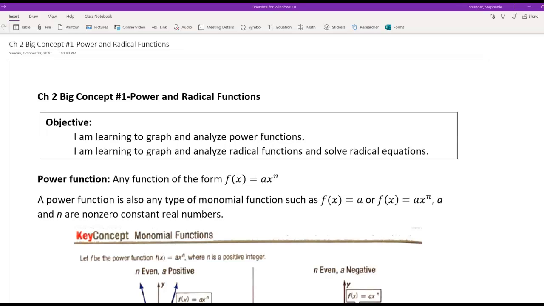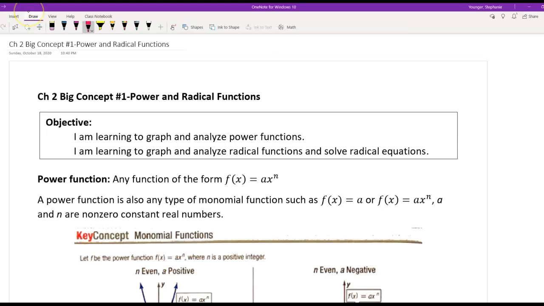Welcome, scholars. We actually have quite a lot to accomplish in this lesson, so let's get to it. We're covering Chapter 2, Big Concept Number 1, Power and Radical Functions. Objective: I am learning to graph and analyze power functions. I am learning to graph and analyze radical functions and solve radical equations.